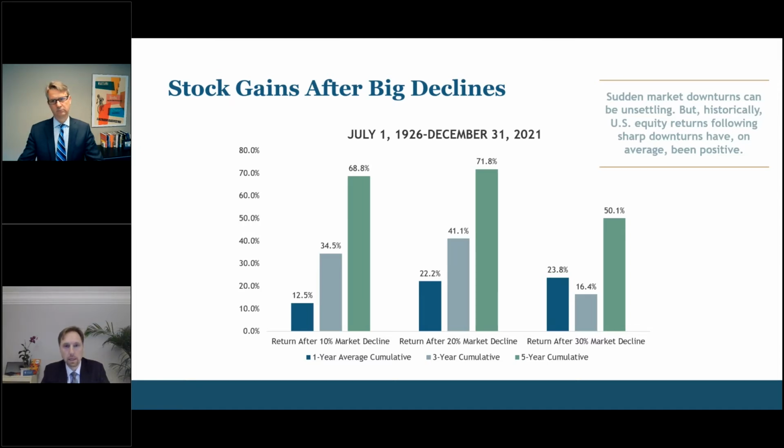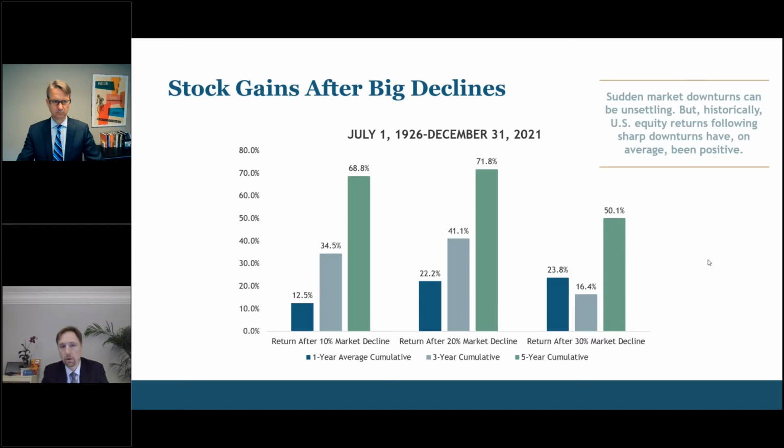Well, again, looking at history as a reference point, we see that on a historical basis, after periods of decline, the first 3 set of bars talk about a 10% decline in stocks, the next 3 set of bars, a 20% decline, and then the last 3 set of bars are a 30% decline, in the subsequent returns over a 1-year, 3-year, and 5-year period. And you can see those returns after the market decline are quite robust.